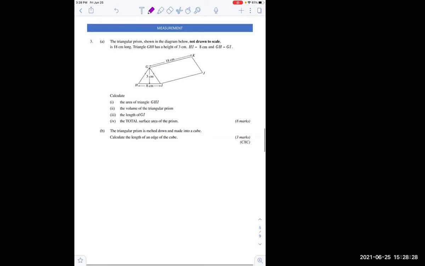All right. Why did I choose this? Because it has total surface area. We need to know what total surface area is. First, we want to find the area of triangle GHI. In order to find the area of the triangle, we need to know the base and the height. So find for me the area of GHI using the formula base times height over 2. Go ahead, find the area.